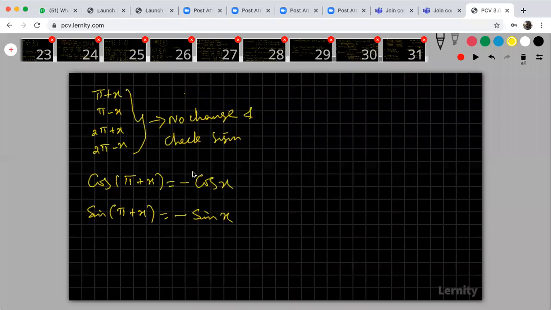Okay, now look at that. This is cos of pi plus x. You don't change that, cos x is cos x, but you have to check the sign. This belongs to third quadrant. Third quadrant means you take it as minus here. Don't bother about this. You have to look at the function here only.